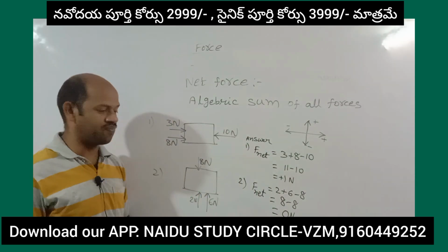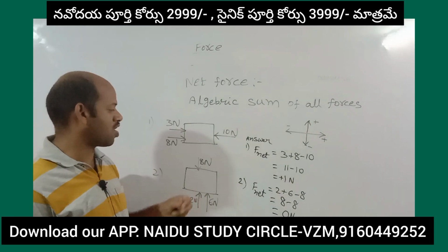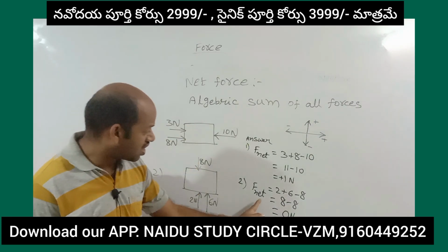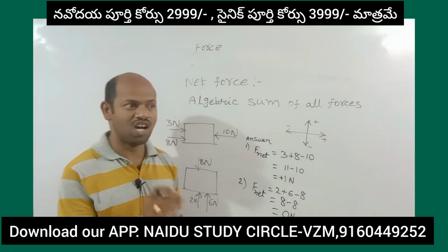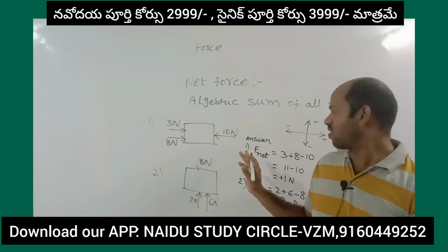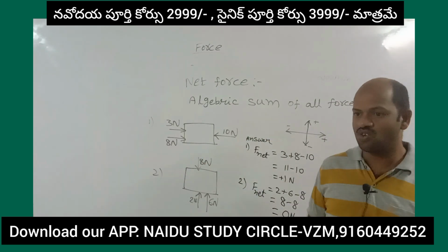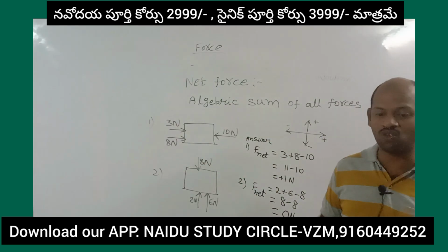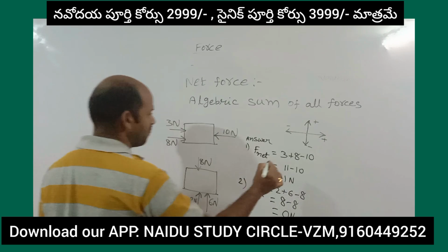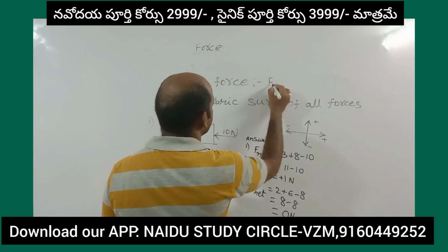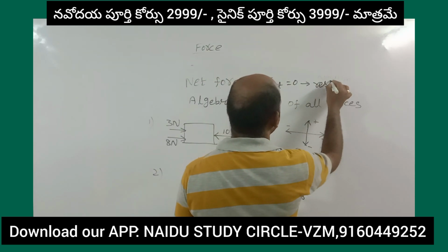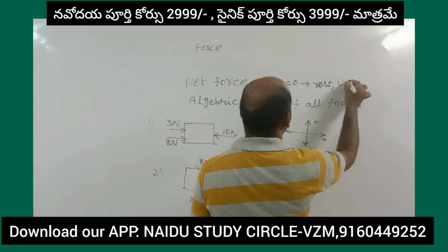Next, for this problem, how can we calculate? We calculate the net force and they will give the question. Here the net force is zero. In the options, they will mention: if the net force is zero, what can we say from this situation? So we can say that if the net force is zero, the object is either at rest or moving with uniform velocity.